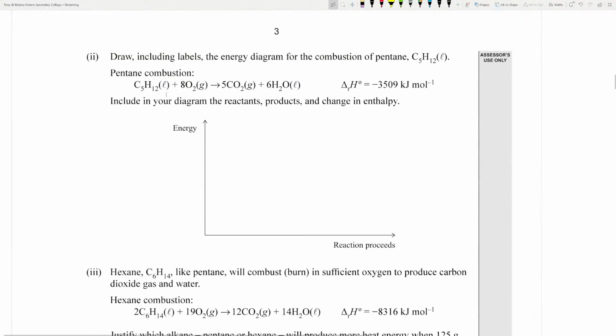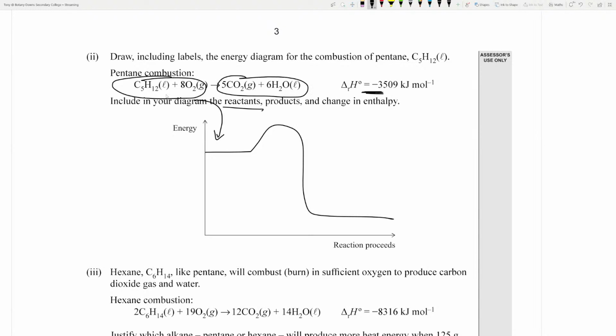Okay. Now something like this. This one here, this is actually a good question. You need to draw this diagram. This is an exothermic reaction because it's a negative number. So it looks something like that. The reactants go right here. These are my products. They go right here. From here to here, this is negative 3,509 kilojoules per mole.